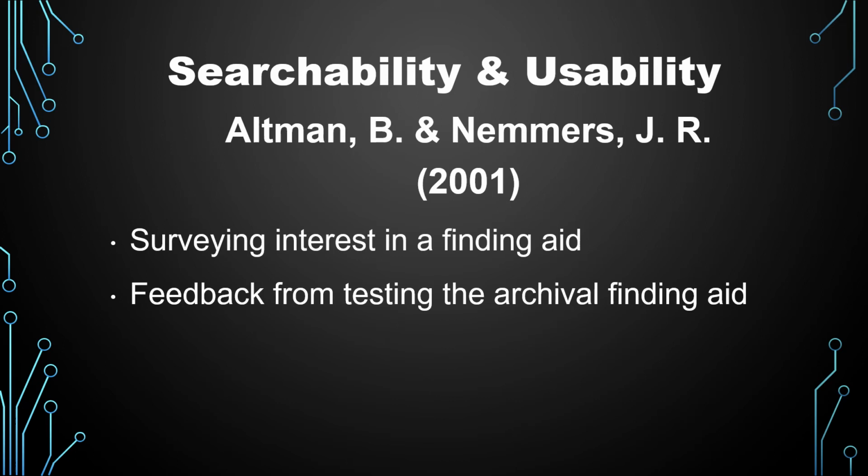Altman and Nemmers focus their article on the Polaris Project, which was a project designed to provide dynamic access to unique resources of the Florida State University libraries by creating an online finding aid and search engine called Pepper Online Archival Retrieval and Information System, Polaris. The Polaris project team conducted many surveys to determine whether online access to finding aids actually affects the amount of hits that a library website receives.